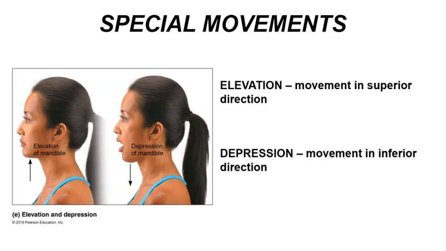Elevation and depression are also special movements that occur at both the scapula in the pectoral girdle, as well as the mandible, the bone that makes up the lower jaw. Elevation describes movement in a superior direction. Meanwhile, depression describes movement in an inferior direction. So, for example, for the mandible, elevation is an important movement that brings the teeth together, especially when we are chewing food. And depression of the mandible opens the lower jaw for eating, consuming food, or even speaking.